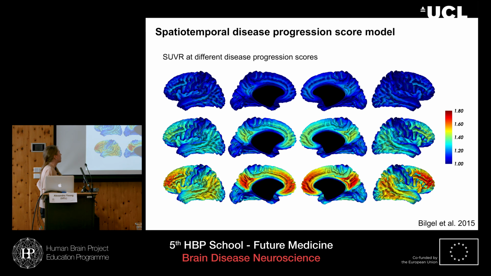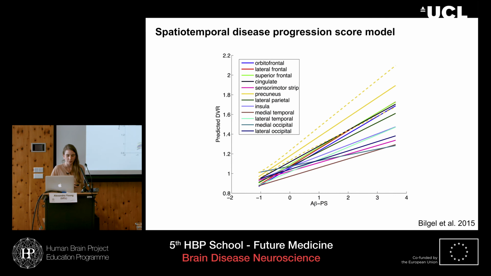And you can look at what this type of model would look like depending on different disease progression scores. So at the top are the earliest stages, in the middle are sort of middle stages, and then the latest stages are at the bottom. This is based on linear trajectories, because the models are highly complex when you move to spatial models, so you can only estimate these kinds of linear trends.